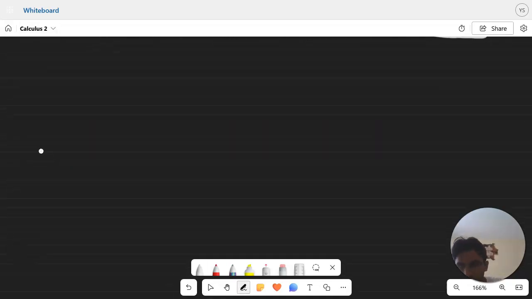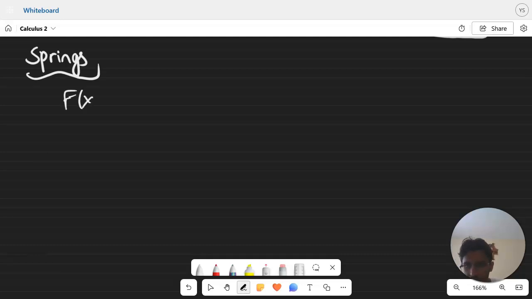Now let's talk about springs. Okay, springs. So the f of x function for springs, the force function, is going to be kx. Now let's have a look at a problem to understand how we could solve these problems. So let's say the mass is 50 lbs. I feel like weight is a better term. We've been given the weight equals 50 lbs.